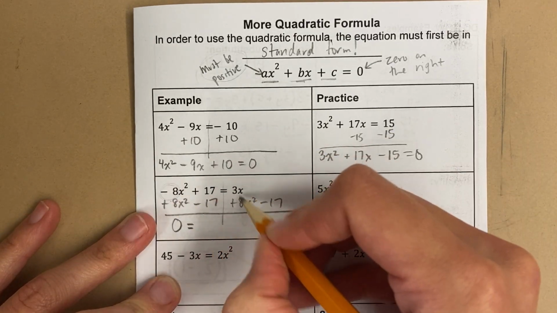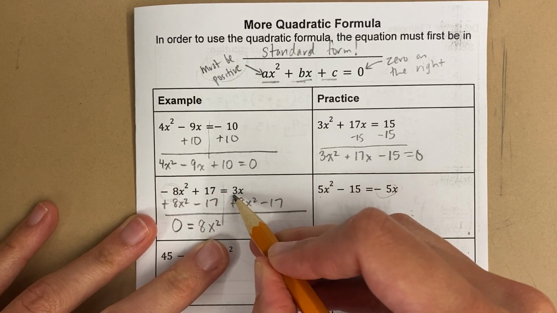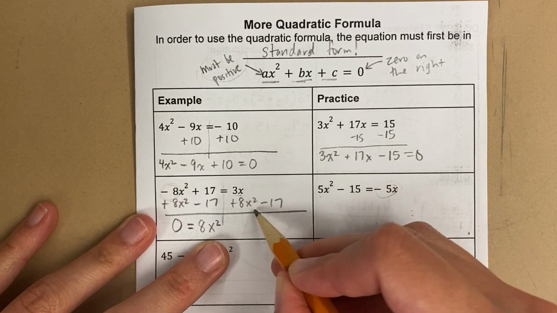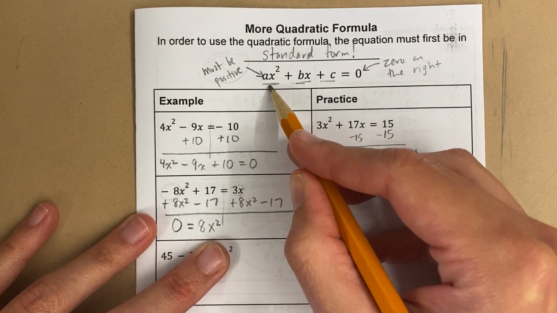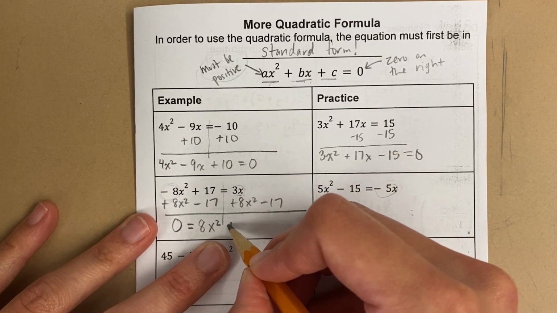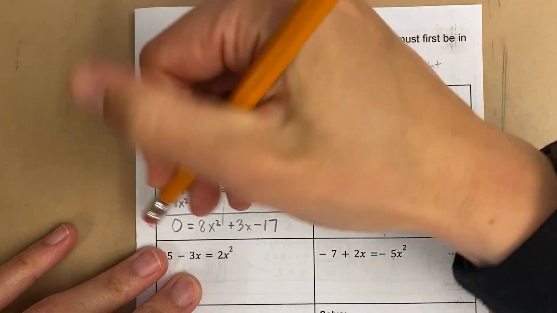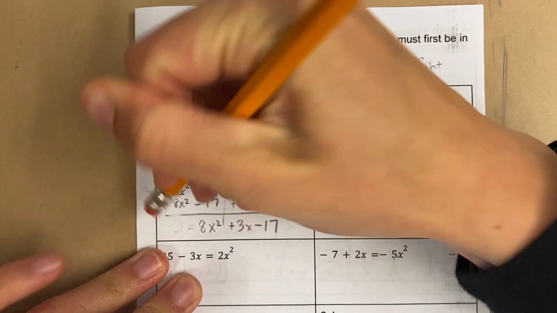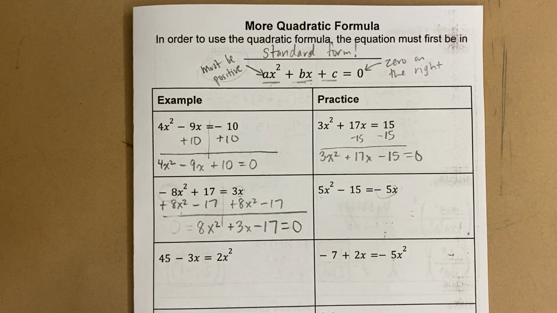Okay, so what's on this side? I have an 8x squared, that comes first. I have a plus 3x, that comes next. Look, I know it feels like you should bring down the 17 first, but nope. Number with x squared first, then x, then the c with no number. So this is plus 3x, because it's positive 3x, minus 17. Now watch, super lazy, equals 0. Okay, now it's in standard form.